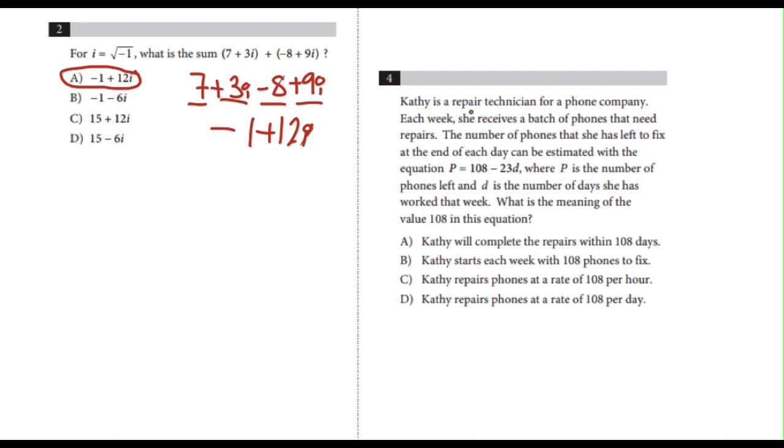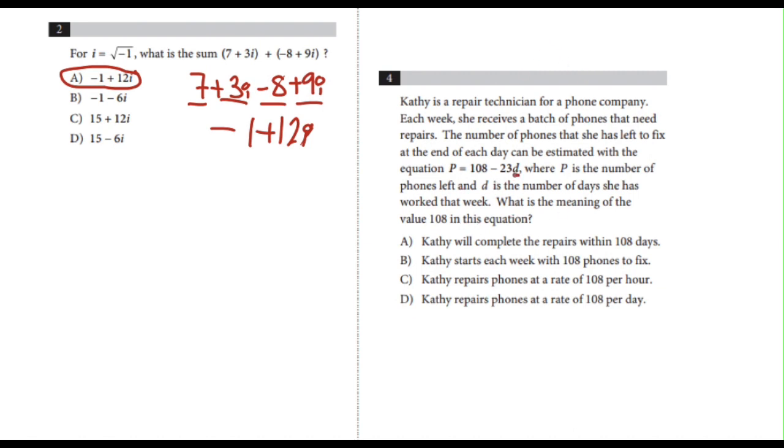Number 4, Kathy is a repair technician for a phone company. Each week she receives a batch of phones that need repair. The number of phones that she has left to fix at the end of the day can be estimated by the equation P equals 108 minus 23 times D, where P is the number of phones left and D is the number of days she has worked this week. What is the meaning of the value 108 in the equation?